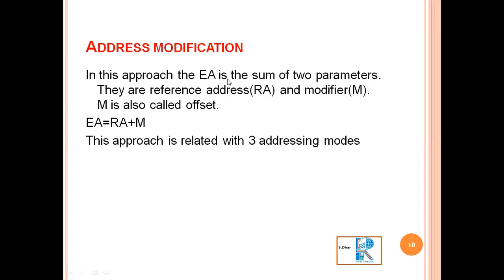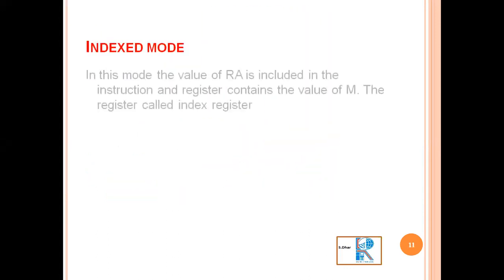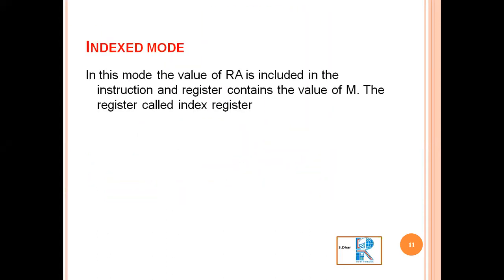So this is called the address modification. Clear? It has three types of addressing modes. One is called the index addressing mode, another is called the base register addressing mode, and another is called the relative addressing mode. Clear? Now, what is index mode? In the index mode, the reference address RA is included in the instruction, and a particular register contains the value of the offset, or M, or modifier. The register which contains the value of the modifier or offset is called the index register.